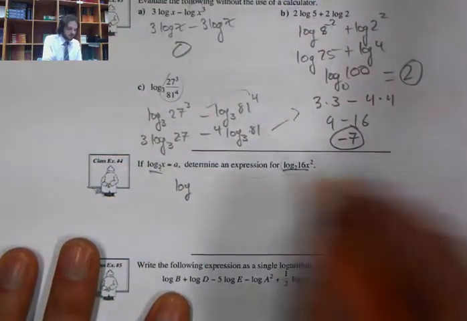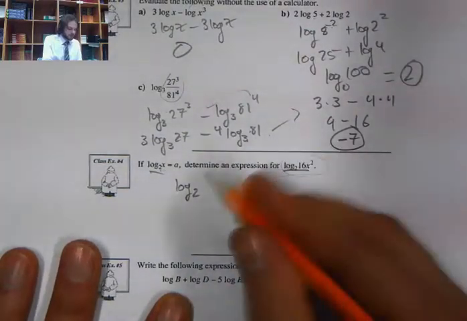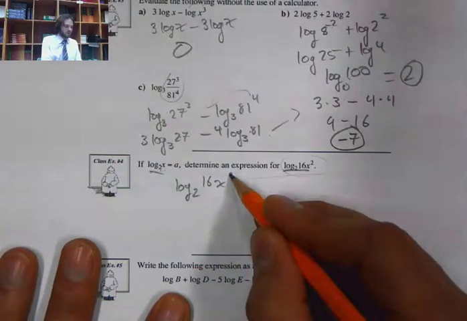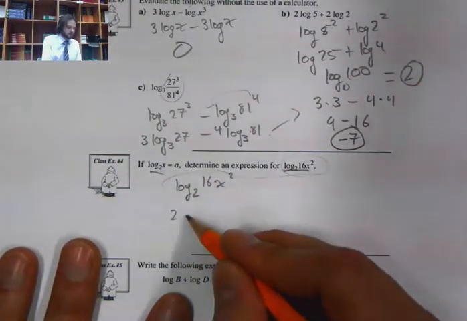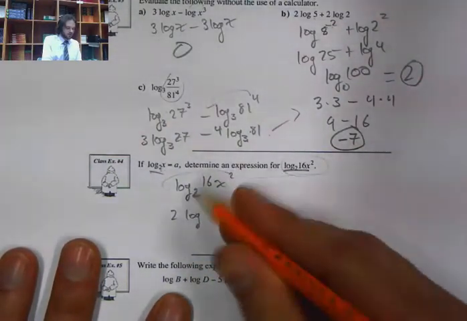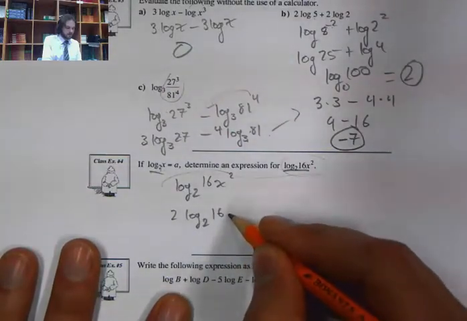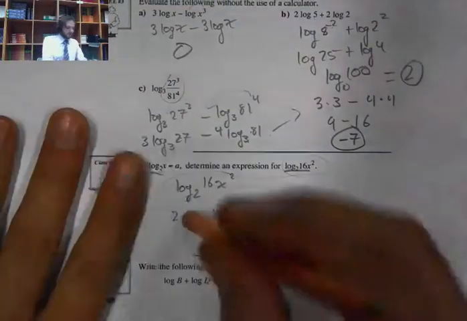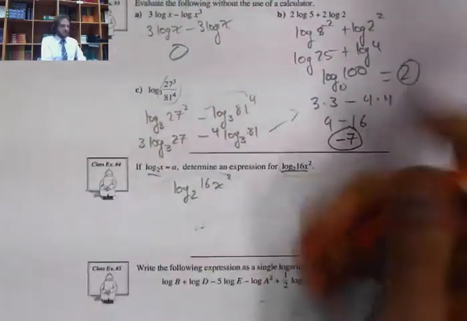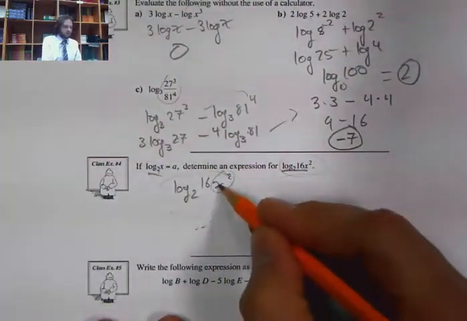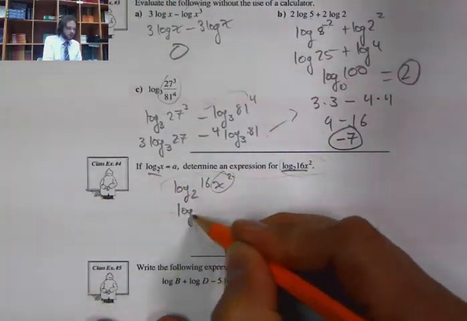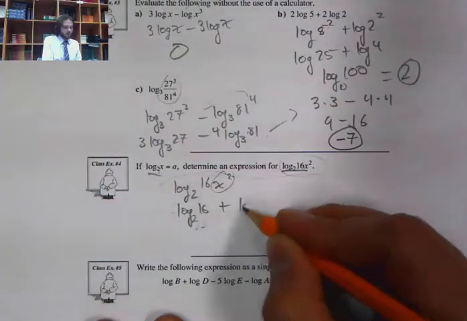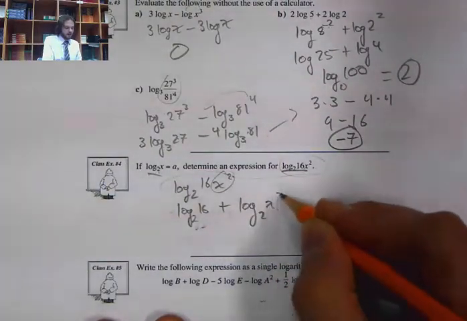So let's see if we can separate this. Log base 2, we have 16x squared. So I'm going to first move this in front. So I'm going to have 2 log base 2 16x. Okay? Oh, sorry, I can't do that yet. First I have to separate these into multiplication because the squared only applies to the x. So we have to go log base 2 16 plus log base 2 x squared.